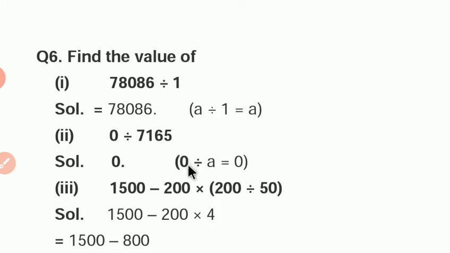Second one, 0 divided by 7,165. As we know, if we divide 0 by any whole number, the answer is 0 itself. So if we divide 0 by 7,165, the answer is 0.